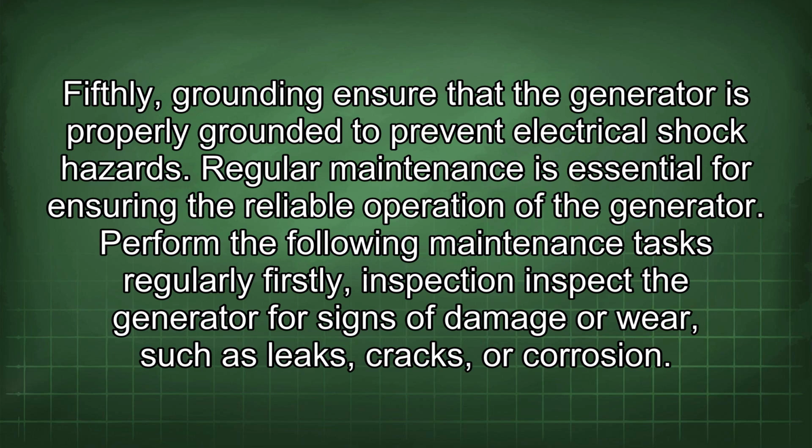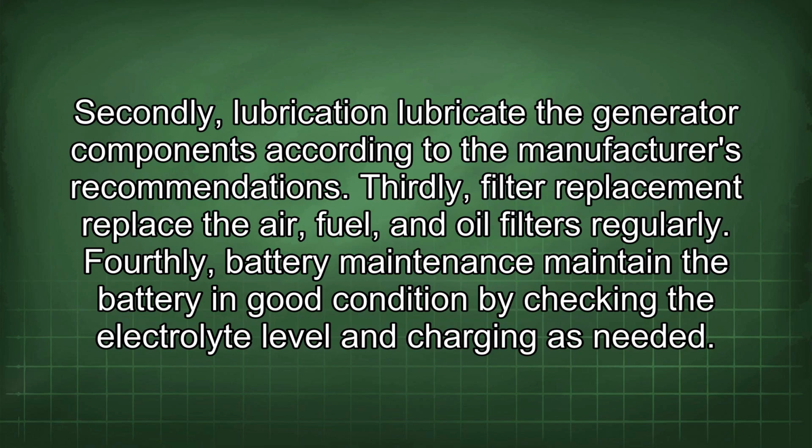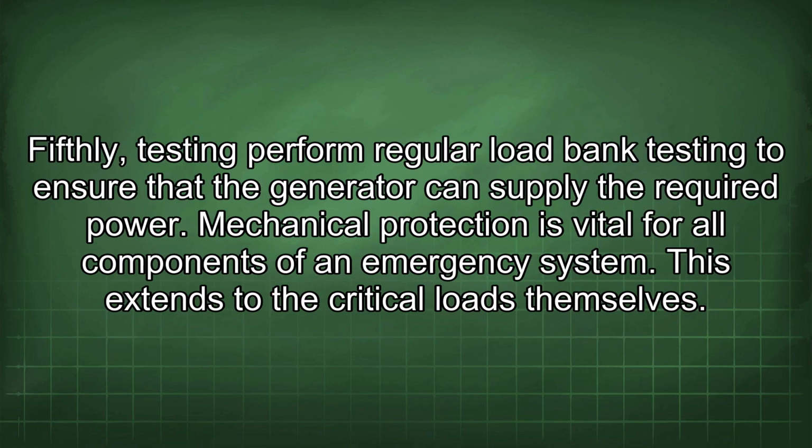Firstly, inspection. Inspect the generator for signs of damage or wear, such as leaks, cracks, or corrosion. Secondly, lubrication. Lubricate the generator components according to the manufacturer's recommendations. Thirdly, filter replacement. Replace the air, fuel, and oil filters regularly. Fourthly, battery maintenance. Maintain the battery in good condition by checking the electrolyte level and charging as needed. Fifthly, testing. Perform regular load bank testing to ensure that the generator can supply the required power.